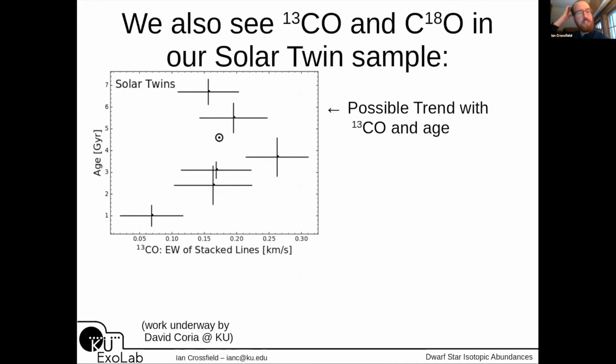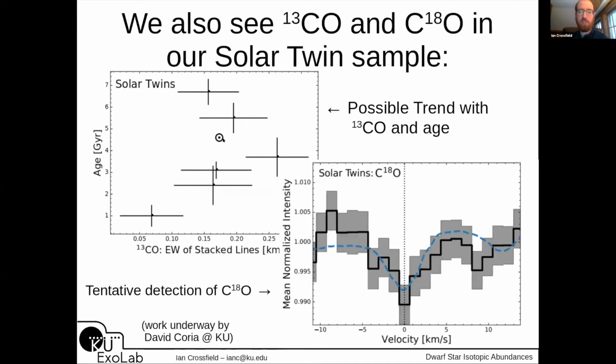So we're expanding our sample a little bit. We're looking at these same isotopologues in some solar twins, for example. So here's the 13CO equivalent width versus age of some solar twins. Maybe there's a trend emerging. This is only 7 stars, including the sun. So it's still preliminary work. If we stack all of these, we actually see C18O as well, but it's really faint in these hotter stars. So we're working on interpreting that as well. My student David Correa is working on that here.